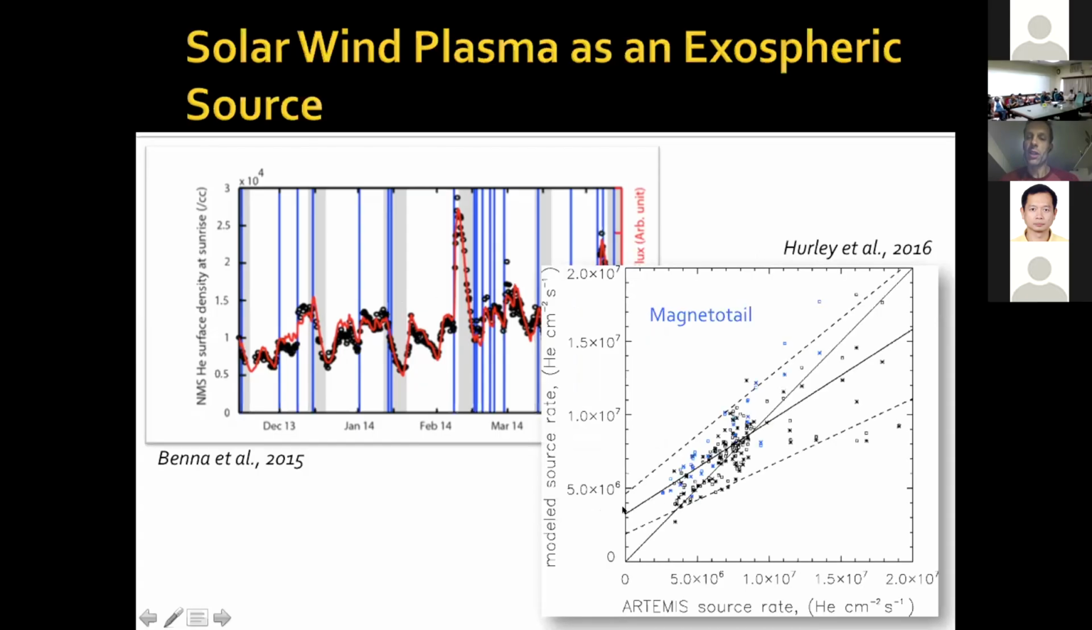Here's just a scatter plot showing the kind of correlation that you get between these two. You'll notice it's not a perfectly linear correlation, and the intercept is not zero. And that's because there is a small endogenic source of helium from the interior of the moon. But most of it is delivered from the solar wind. So the solar wind is an exospheric source.